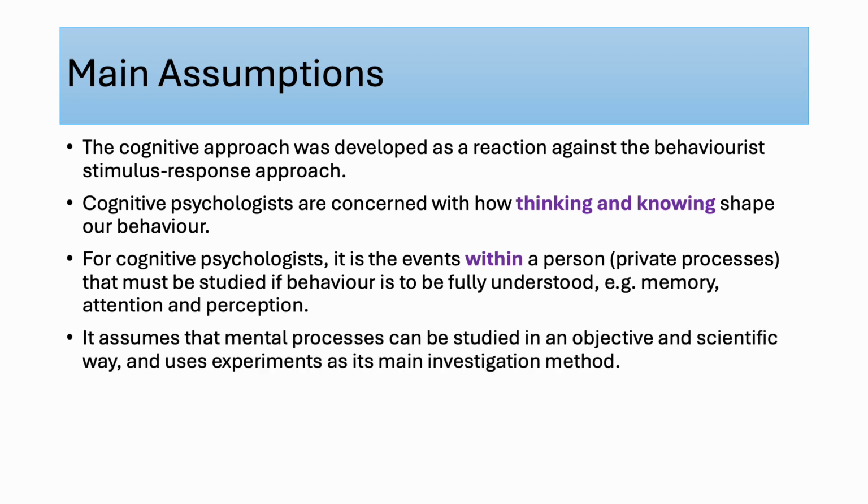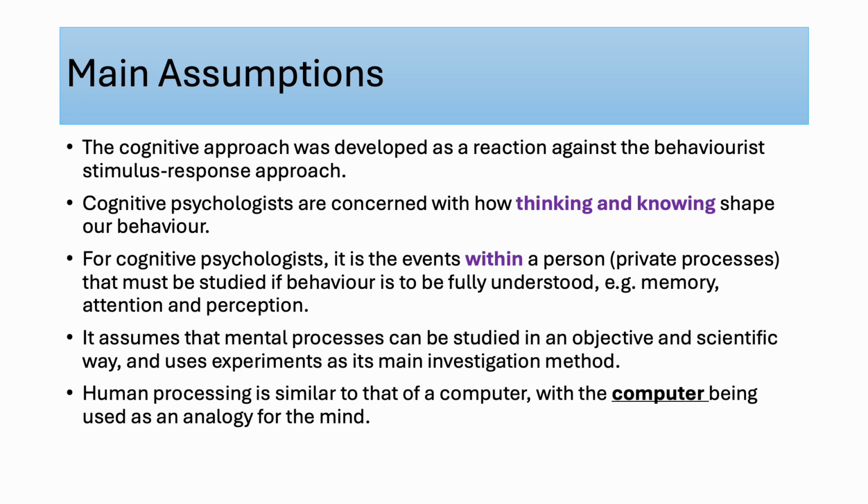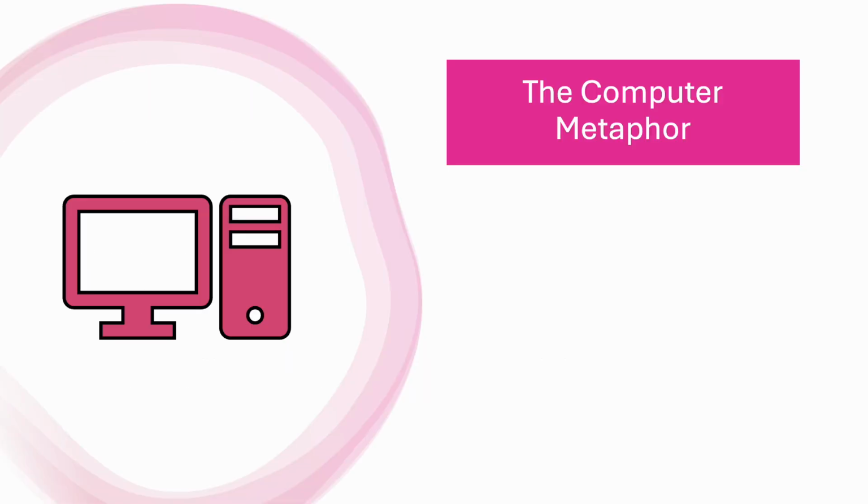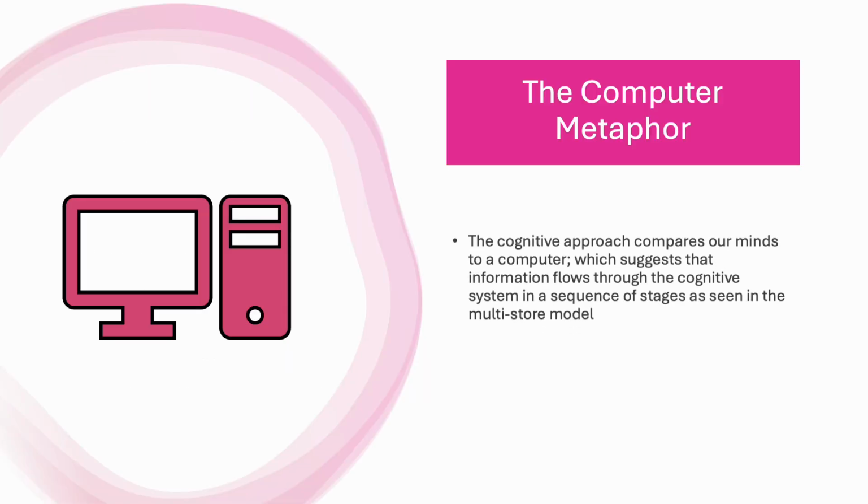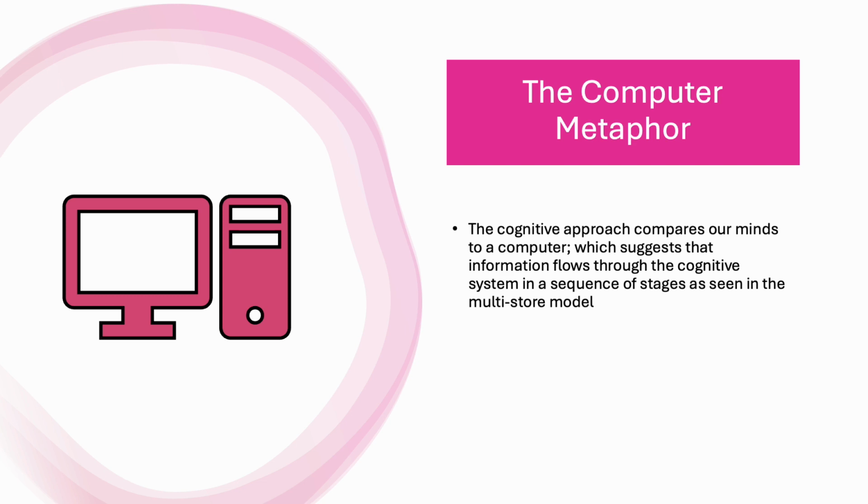So they then take that forward into a scientific approach and believe that mental processes can be studied scientifically. So they often will make use of experiments and observations, any sort of empirical method like those too. And finally, they believe that human processing is similar to that of a computer. So the computer is used as a metaphor or an analogy for the mind, which we're about to explore in more detail. So the computer metaphor is used to underpin this belief from the cognitive approach that the human mind, human brain, works just like a computer.